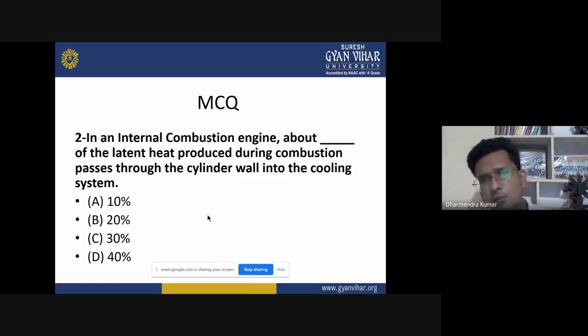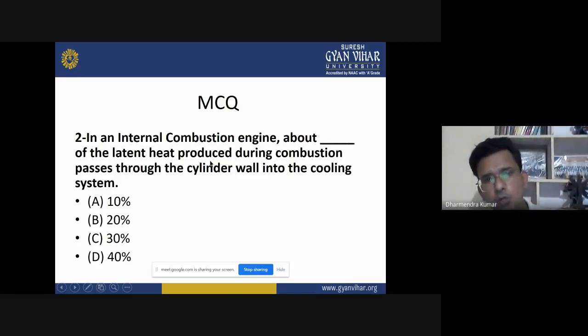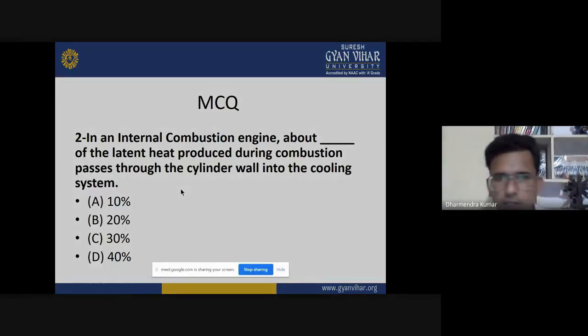And I have told earlier, about 20% of the heat is dissipated or transferred to the cylinder jacket which we are using around the cylinder. And the option is the second option, 20%. Now we can say that in an internal combustion engine, about 20% of the latent heat produced during combustion passes through the cylinder wall into the cooling system.